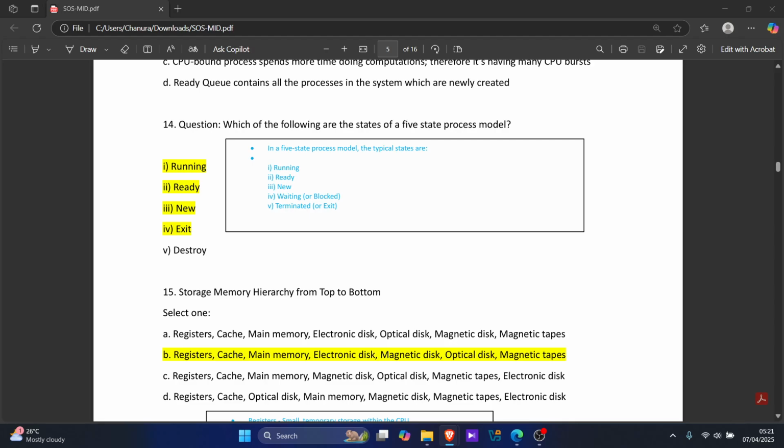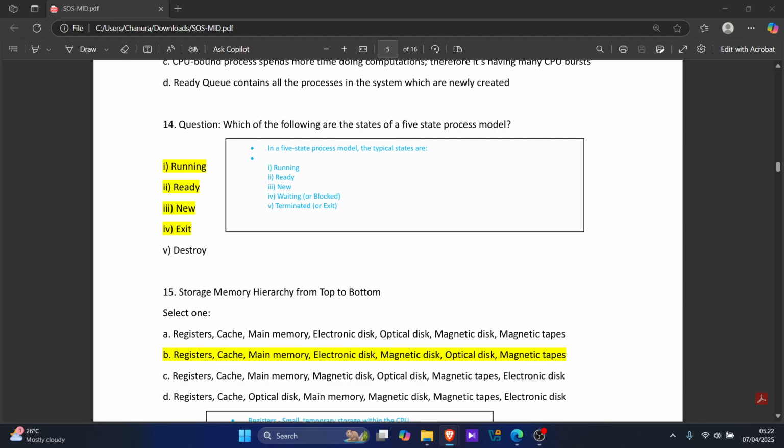Destroy is not a state in the 5-state model. So the answer is the first 4, running, ready, new, exit. But wait, the 5-state model needs 5 states. So there must be a mistake here. Either the question is incorrect, or I'm missing something. Wait, perhaps the user made a typo. Maybe destroy is supposed to be blocked or waiting. But given the options as they are, the user is asking to choose from these 5.